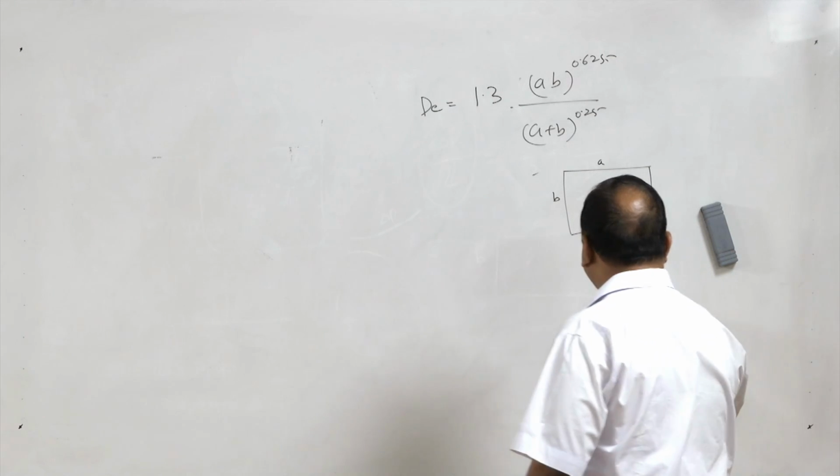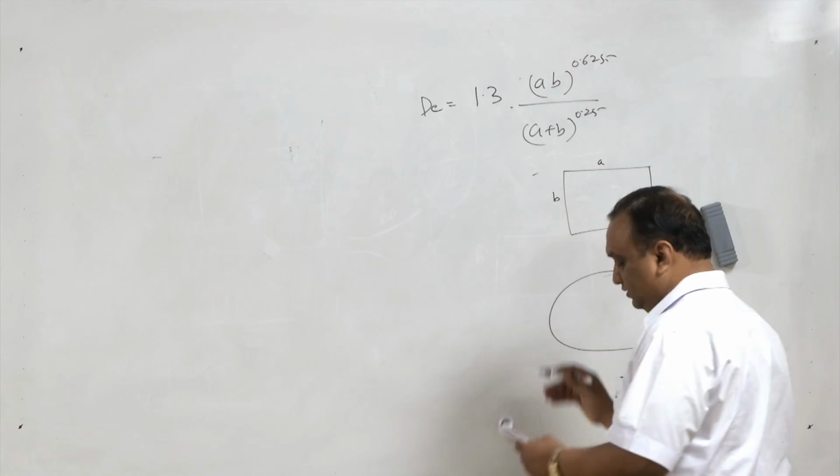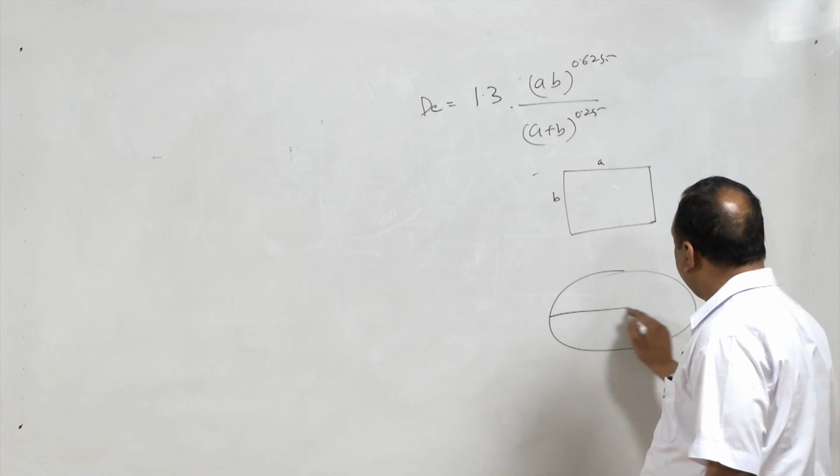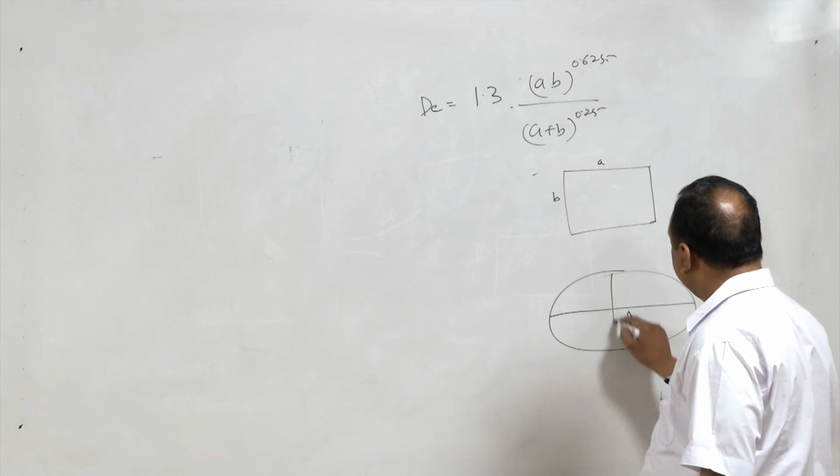Some of the ducts are oval shaped. In an oval shaped duct, suppose this is the major axis and this is the minor axis.